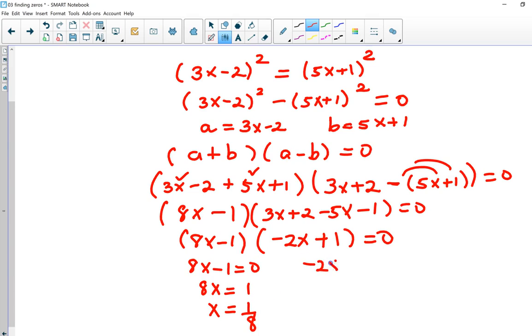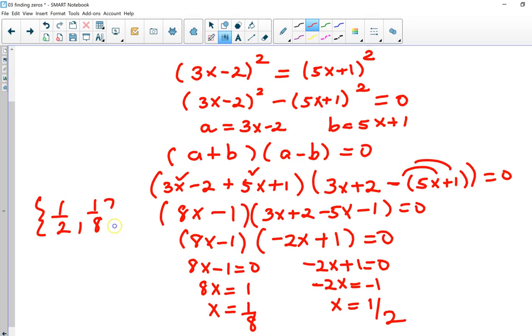Here I'm going to take negative 2x plus 1 and set it equal to 0. I'm subtracting 1 from both sides. And now I'm dividing both sides by negative 2. So it turns out that I have two solutions of 1/2 and 1/8.